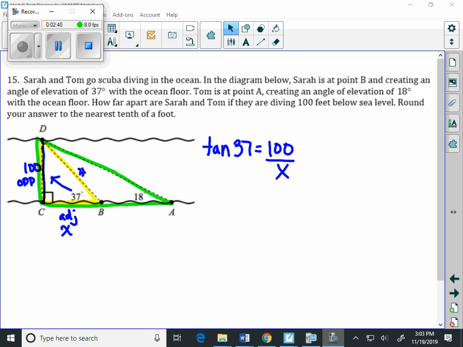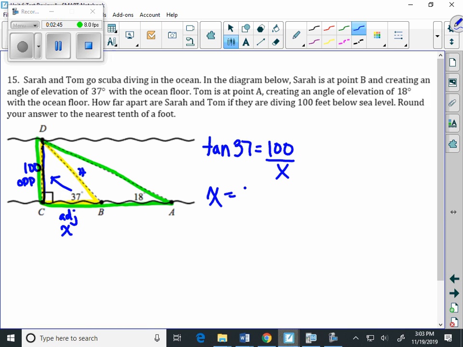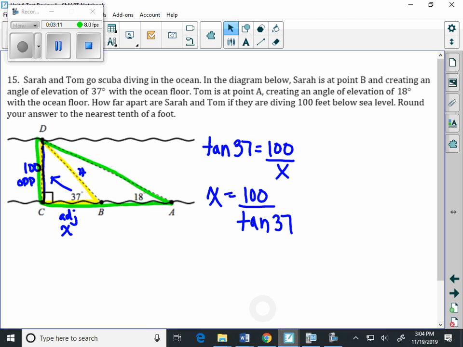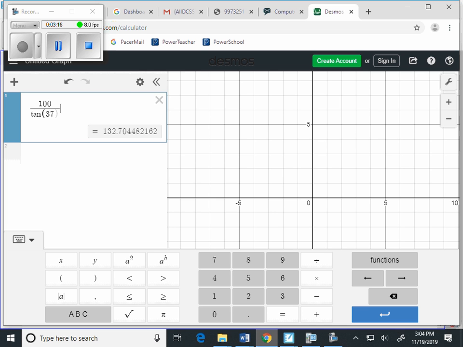To solve this function, we're going to switch places. The tangent of 37 and the x are going to switch places. So we get x equals 100 divided by the tangent of 37. We go over to decimals and type that in: 100 divided by tangent of 37. And we get 132.7. Let's look for the units, but it's probably to the nearest tenth. Round your answer to the nearest tenth. So again, 132.7.